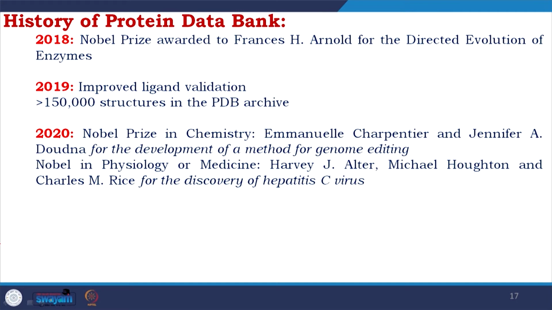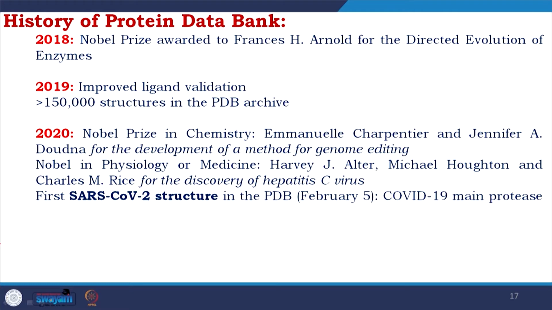In the same year, the Nobel Prize in Physiology or Medicine to Harvey Alter, Michael Houghton and Charles M. Rice for the discovery of hepatitis C virus, in a year where most of the scientific activity was stopped because of another virus, COVID-19. So, first SARS-CoV-2 structure in the PDB, which is the COVID-19 main protease.